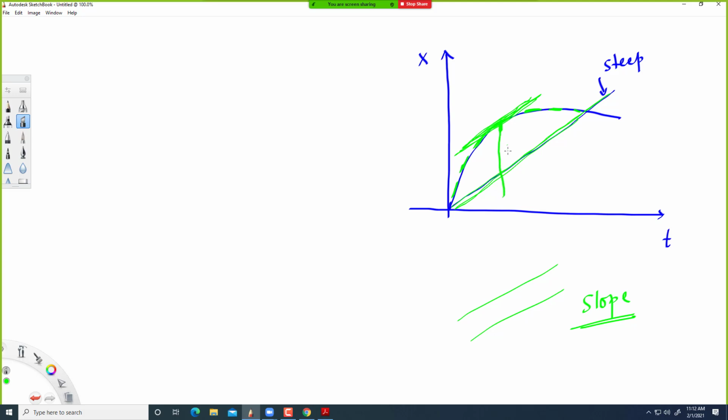Okay, straight line. So let me draw a straight line. This is the time at which this steepness and this steepness are the same. So that's the time, and that is before t naught. So t naught is here. So that means our answer is A.